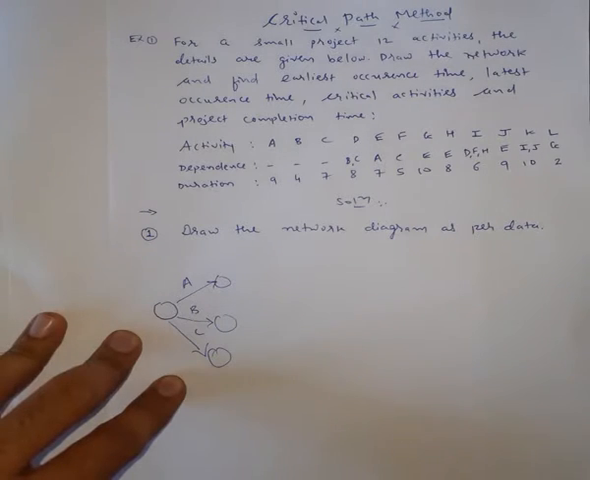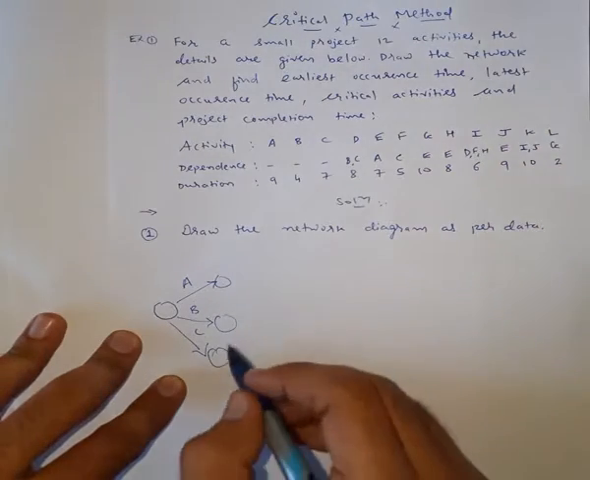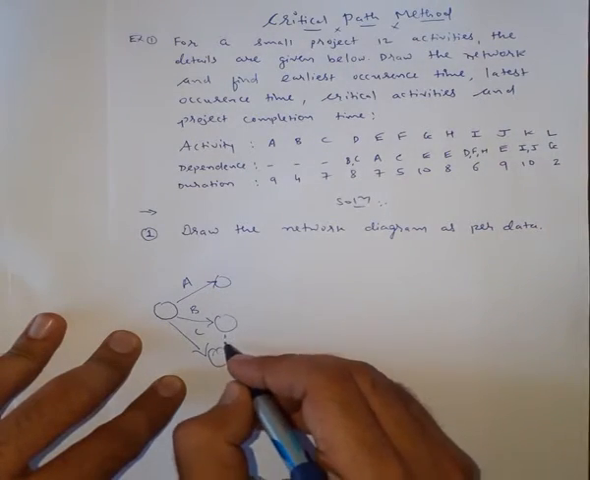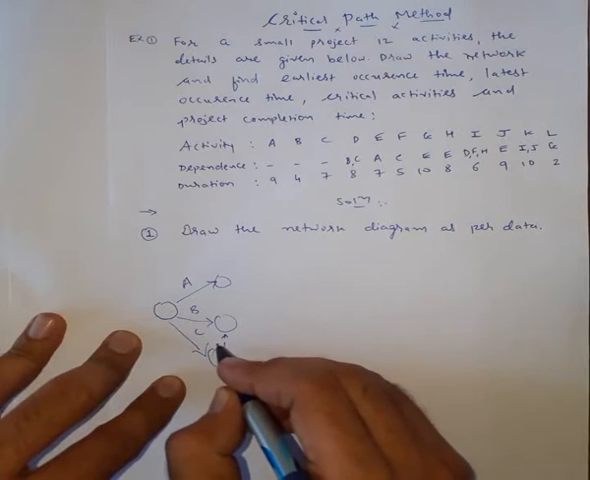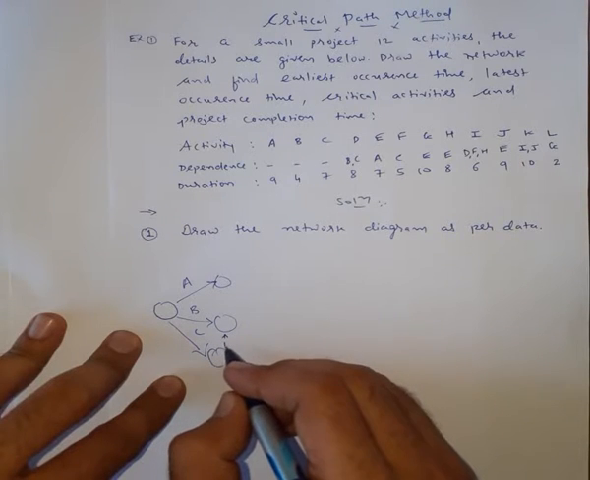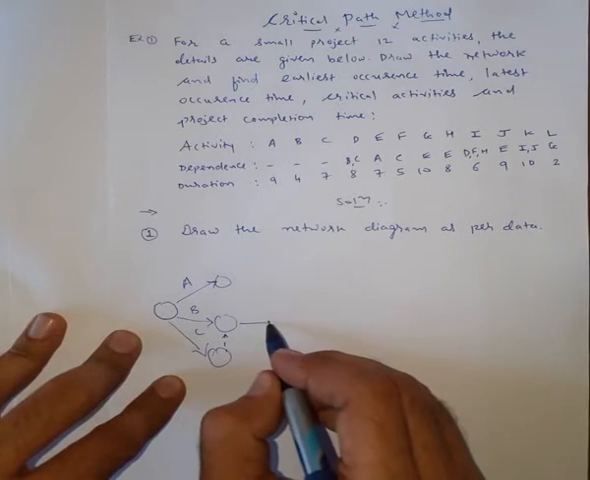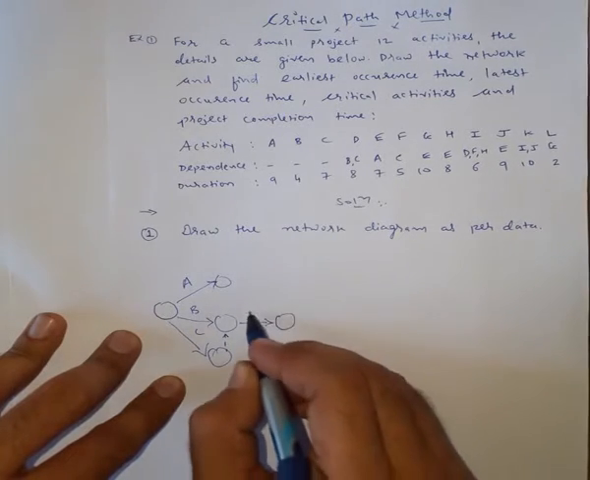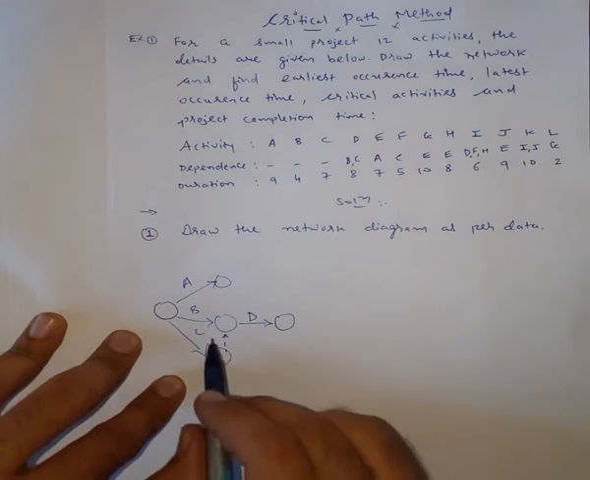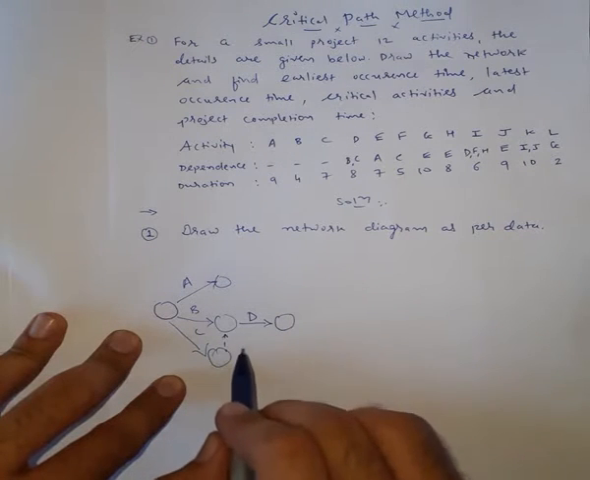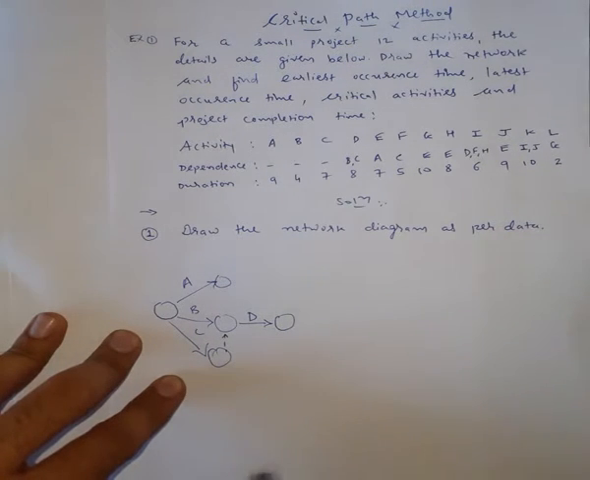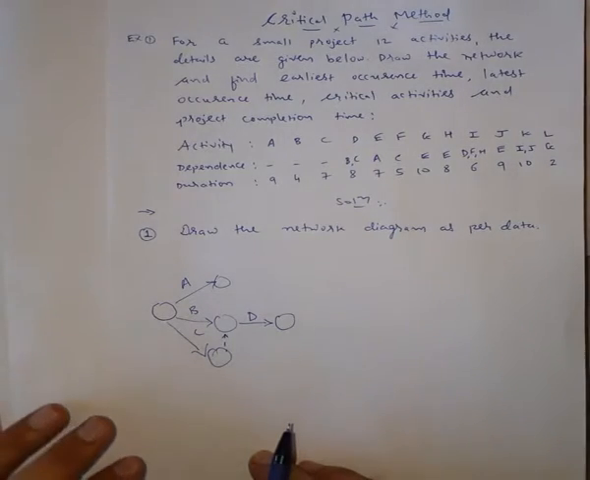Now activity D. Activity D is dependent on the completion of B and C. So with the help of a dummy activity we can draw this. By extending C with the help of a dummy activity, we can draw activity D. Means after the completion of activity B and C, only then can you start activity D. So this is what I have drawn.